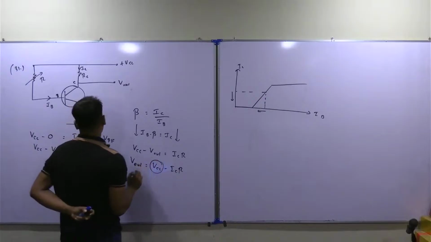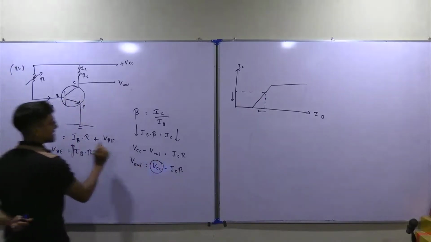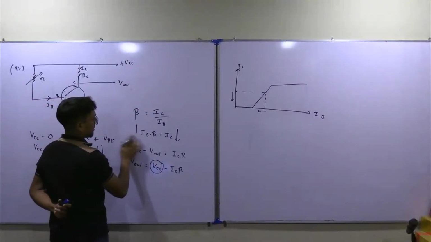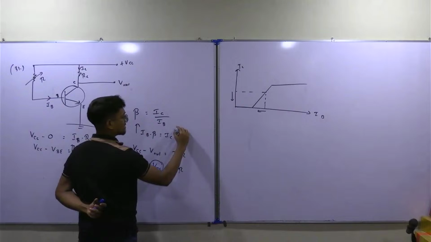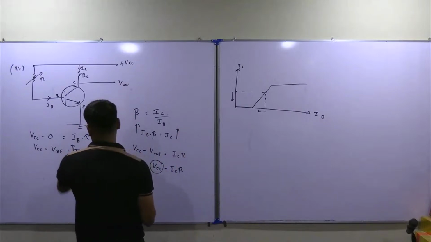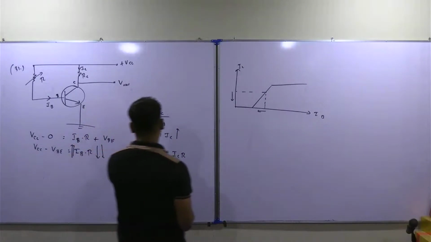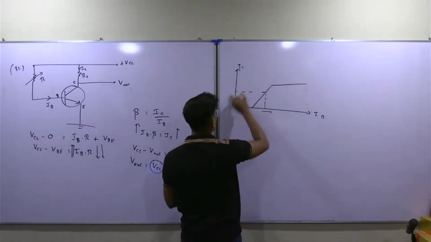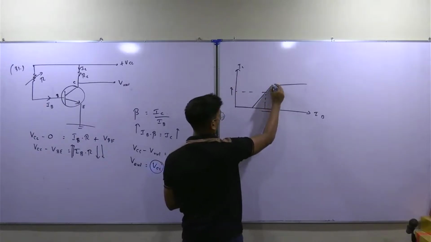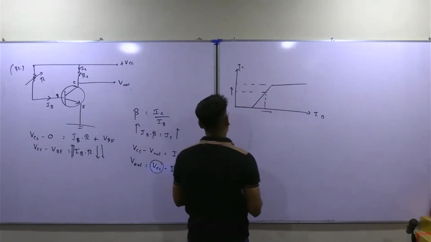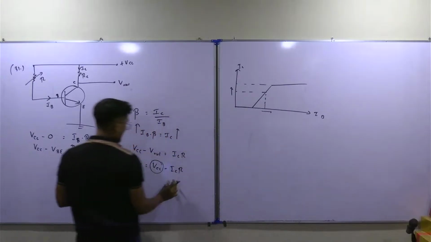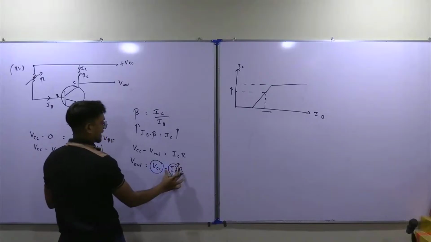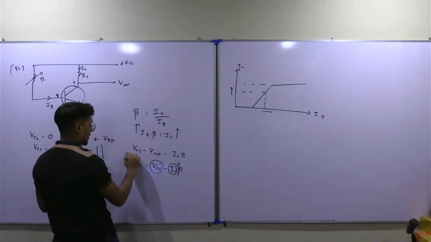VCC is a constant. Now when you decrease R, IB will increase. When IB increases, IC will increase, up to the saturation current. When IC increases, what happens to the output voltage? When this one increases, the negative term will increase, so the output voltage will decrease.